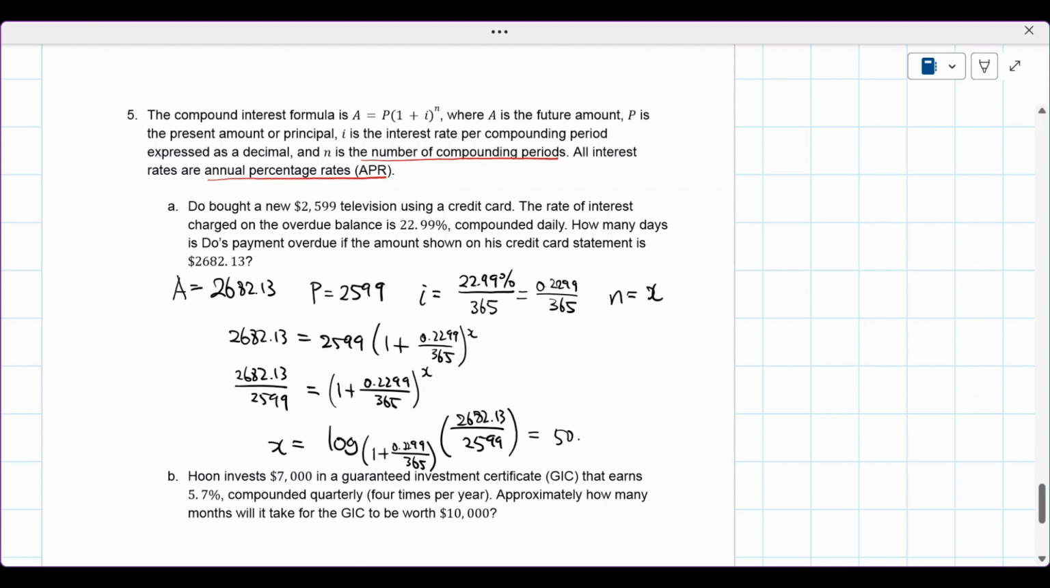So remember that the n value was the number of compounding periods. In this case, I have 50 compounding periods, but I have a daily compounding period. So I think 50 days is my final answer. It means that the overdue payment was 50 days.